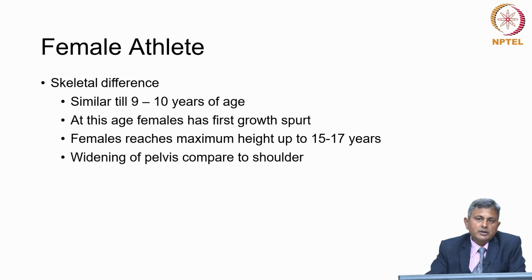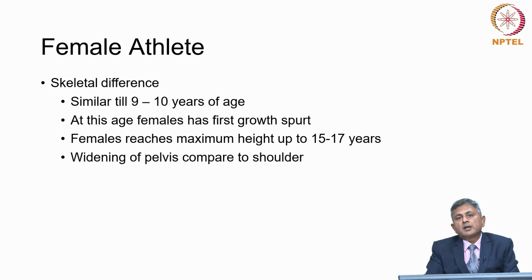Male and female bodies are almost equal till the age of 9 to 10 years. At this age, a female gets her first growth spurt, and she develops breast development, and she grows taller as compared to her male counterpart. And sometimes menarche also occurs at this age. The age of menarche depends on the nutritional and socio-economic conditions of that society. So, at the age of 9 to 10 years, the female athletes grow in height as compared to male counterparts.